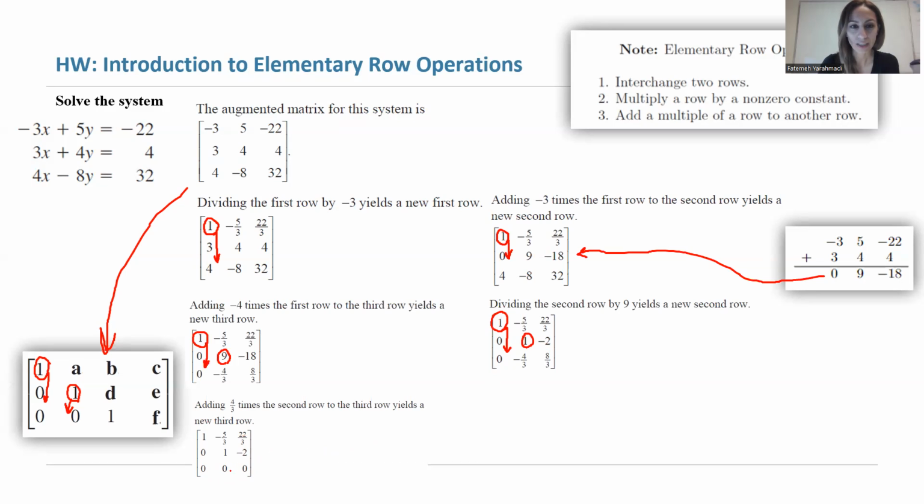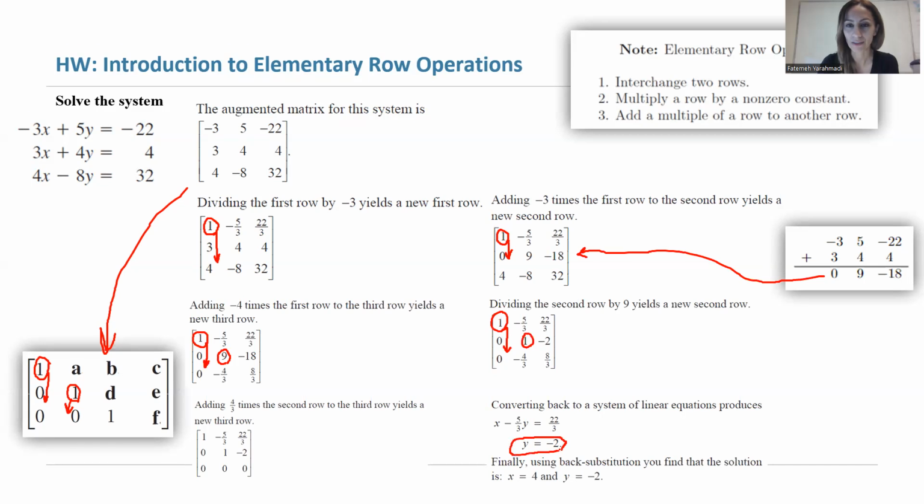Now, take this matrix and convert it into a system of linear equations. You have 1x minus 5/3 y equals 22/3. 0x plus 1y equals -2, which says that I have a value for my y, which is -2. Use back substitution to calculate your x using basic algebra. Your x becomes 4. So as you can see, this original system has a unique solution, and that unique solution is 4 and -2. So the system is consistent.